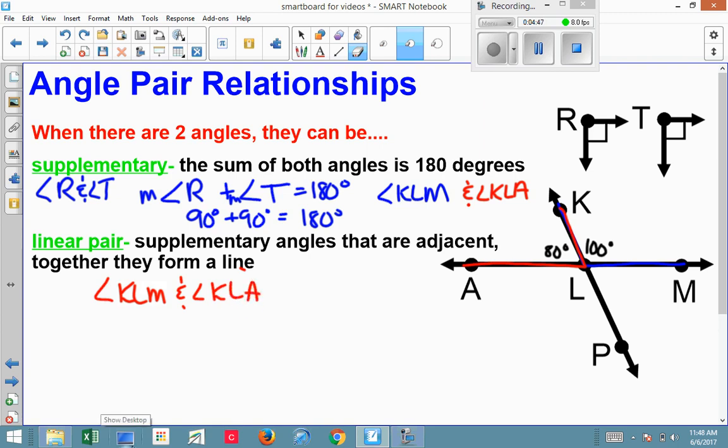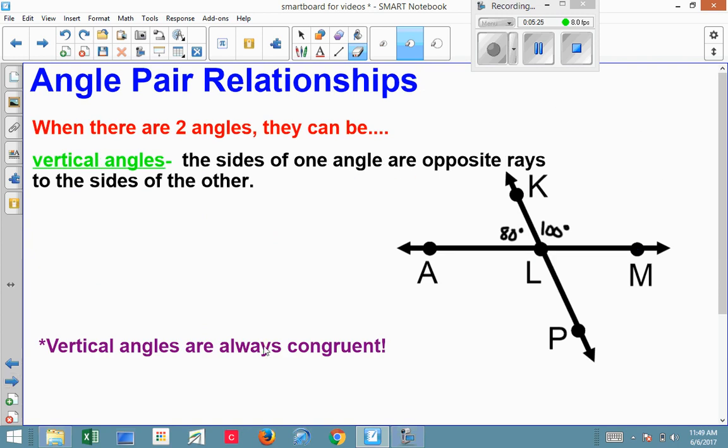Now we have several linear pairs. We could also say that angle PLA and angle KLA, they're also a linear pair. Together they form a line. So they are a linear pair, and they are also supplementary because their measures add to 180 degrees. So that's linear pair. Last, we're going to take a look at vertical angles.